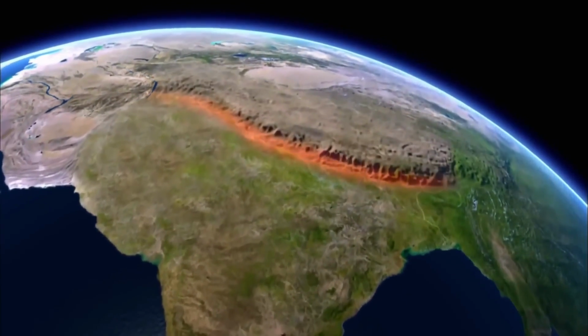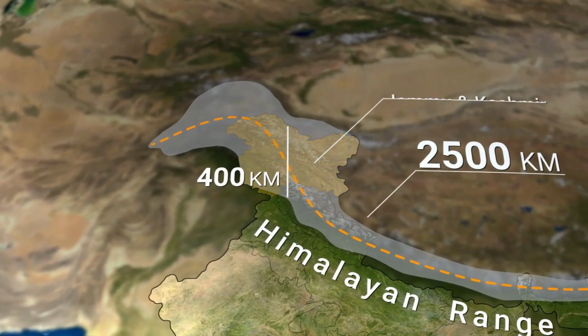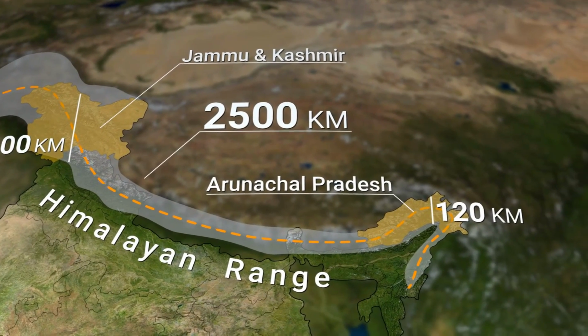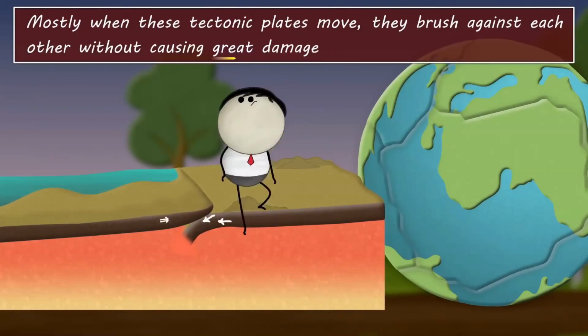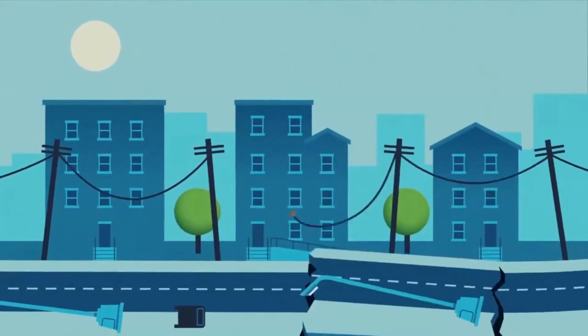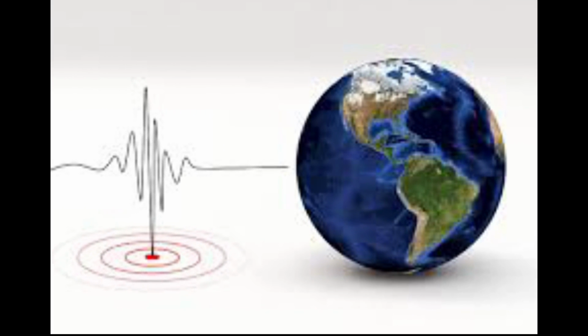1. Himalayan Belt. This zone covers the entire Himalayan mountain range, which runs from Jammu and Kashmir in the northwest to Arunachal Pradesh in the northeast. The Himalayas are formed due to the collision of the Indian and Eurasian tectonic plates, which has resulted in numerous earthquakes over the years. The Himalayan belt is considered to be the most seismically active zone in the country.